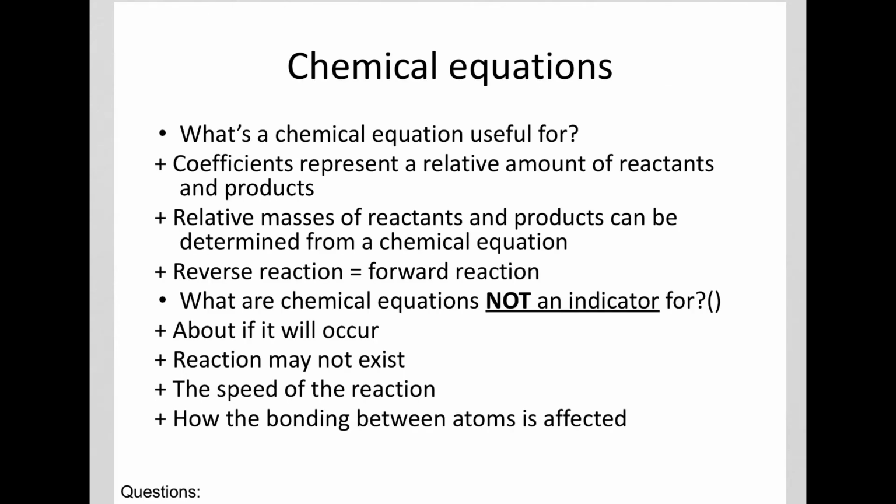Now, what are they used for? What can they be used for? So we can do relative amounts of reactants and products. This is what we call stoichiometry. We'll do that next unit. Relative masses can be determined from the chemical equation. That's also helpful because we'll talk about that also with stoichiometry, being able to use their chemical formulas to determine how heavy these things are.